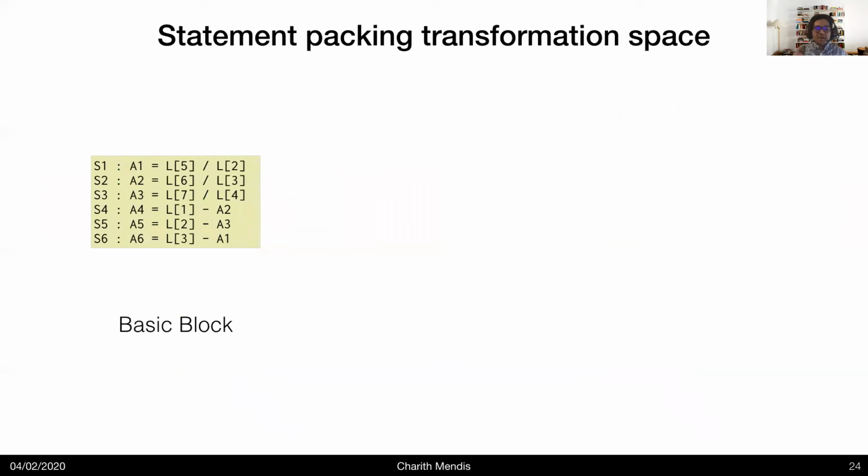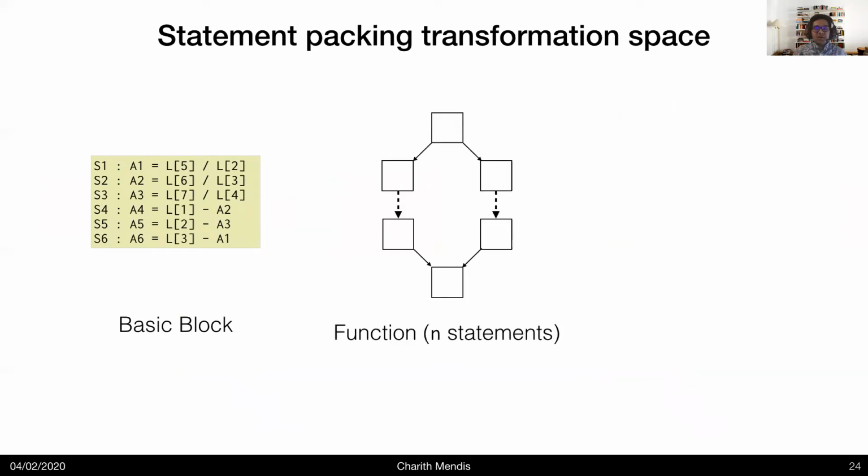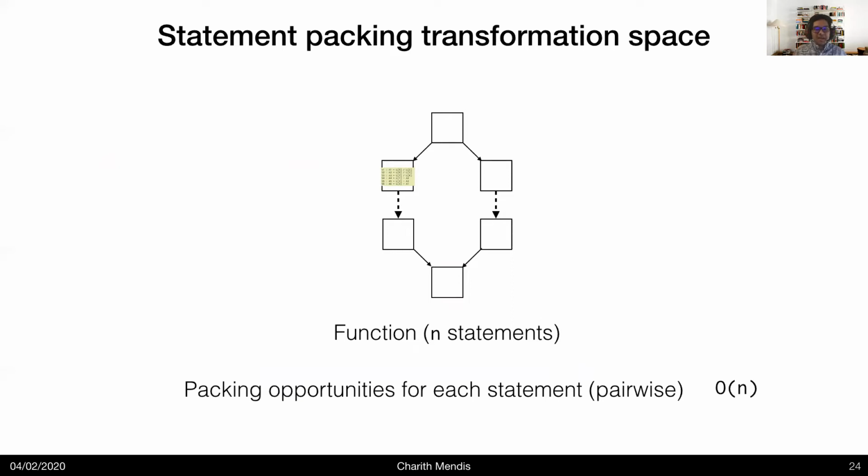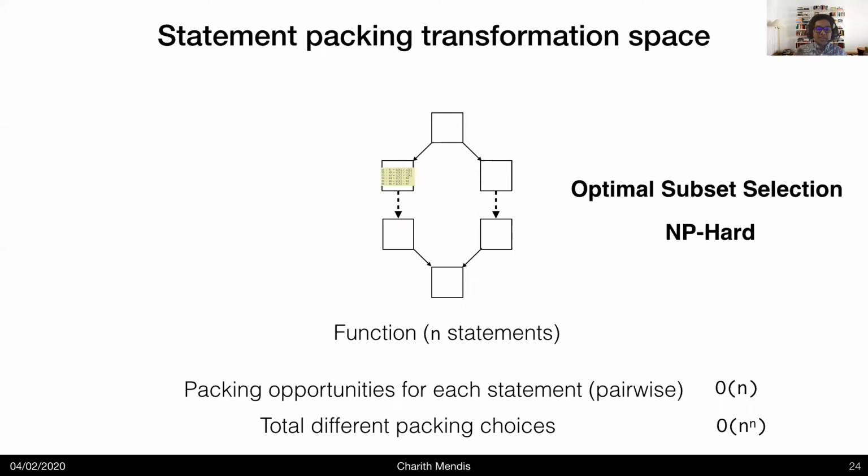Remember that what I have shown you here is one basic block out of many in an n-statement function. So if you consider one statement and only consider pairwise packing, then there are order n opportunities. And if you consider all statements together, then there are exponentially many opportunities. In fact, you can show that the statement packing problem is a special case of the optimal subset selection problem, which is known to be NP-hard.